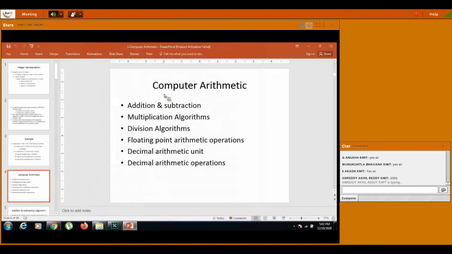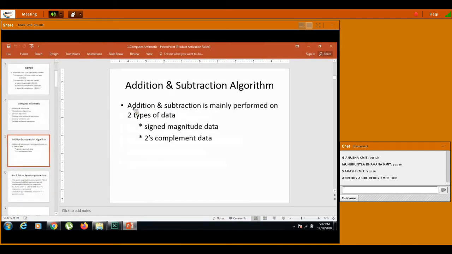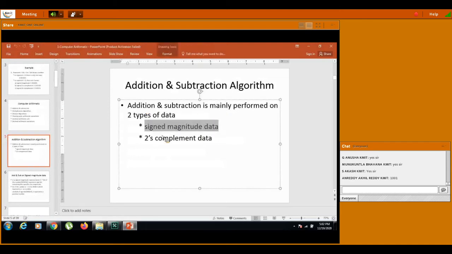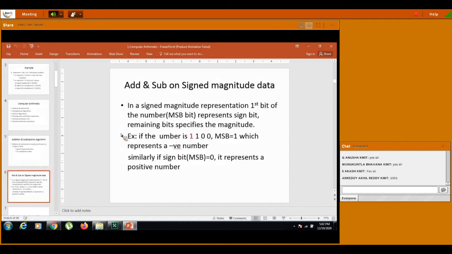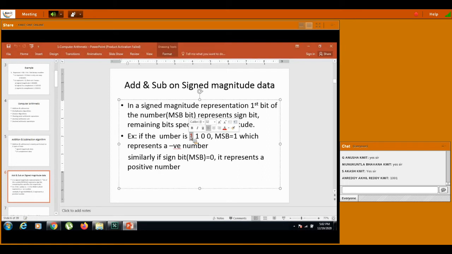So in computer arithmetic, you have addition, subtraction, multiplication algorithms, division algorithms, floating point arithmetic operations, decimal arithmetic units, and decimal arithmetic operations. We will see those. So addition and subtraction are mainly performed on either sign magnitude data or 2's complement data, which we have already seen. In the sign magnitude representation, the first bit of the number, the MSB, represents the sign bit. If it is 1, it is a negative number, and if it is 0, it becomes positive. That we have seen in the previous slide already.